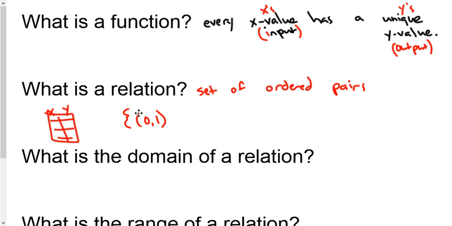0, 1 is an ordered pair. Here's another ordered pair, 2, 1. Here's another ordered pair, 3, 2. And this set, that we bracket in, this is a relation. It's a set of ordered pairs. That's all that it is.